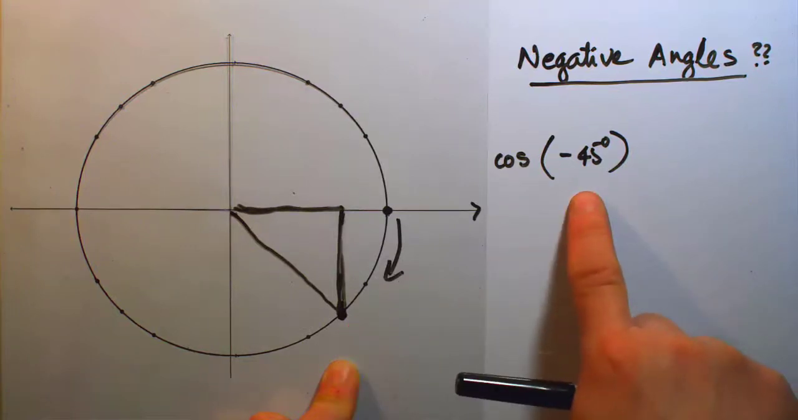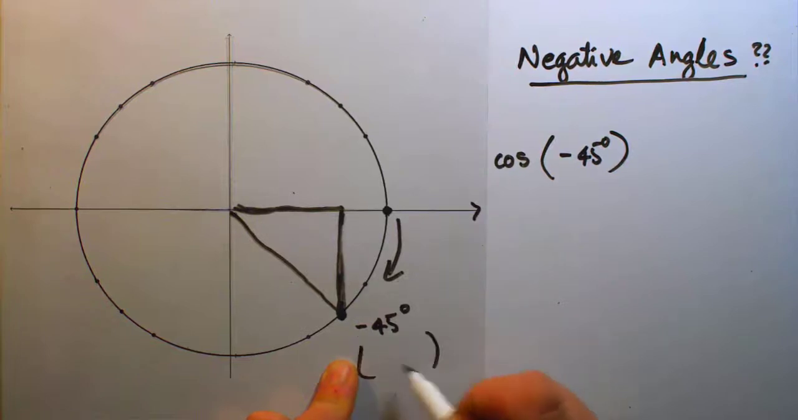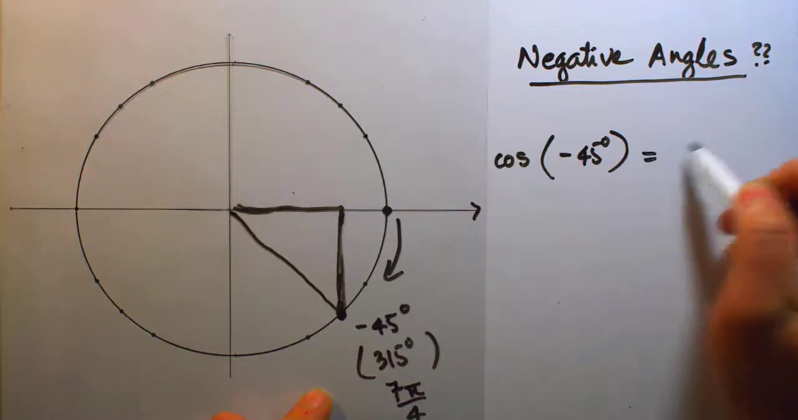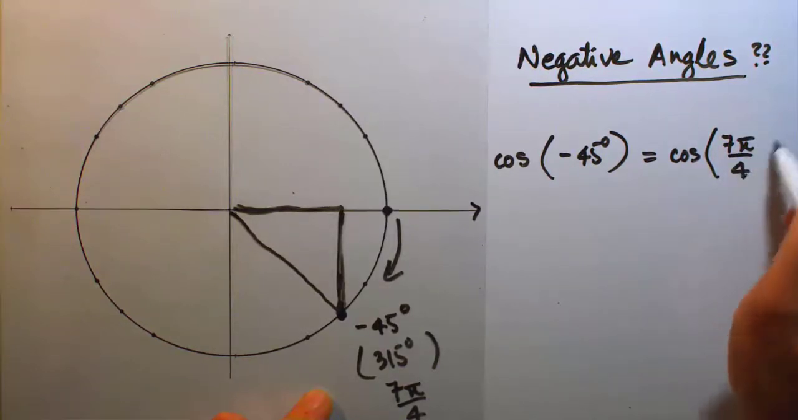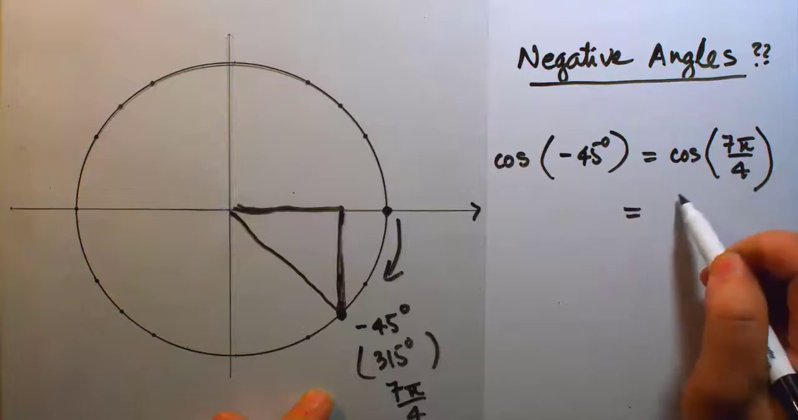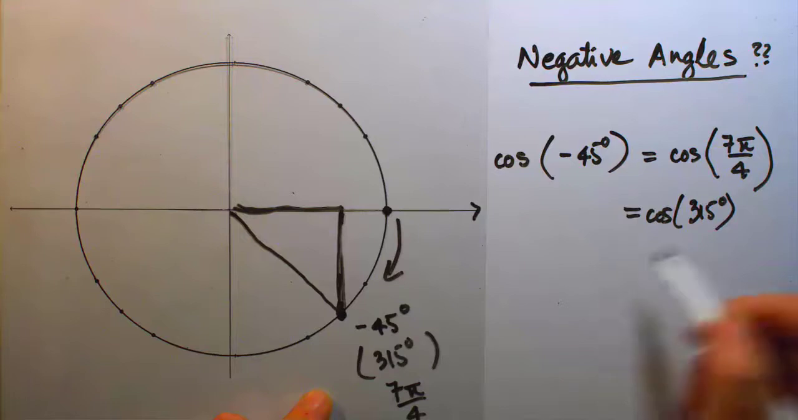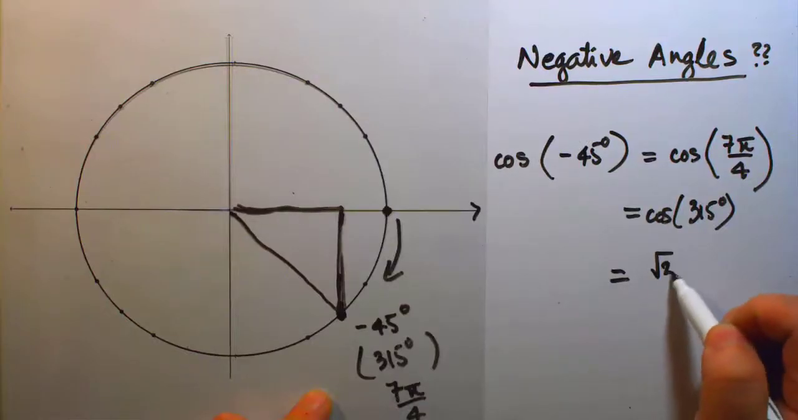This negative 45 degrees is here, but it's coterminal with what? The angle 315 in positive degrees, or in radians, the 7 pi over 4 angle. So that means it's the same as the cosine value of 7 pi over 4, even coterminal with 315 degrees, cosine of 315 degrees. All of these values turn out to be one value, the positive square root 2 over 2.